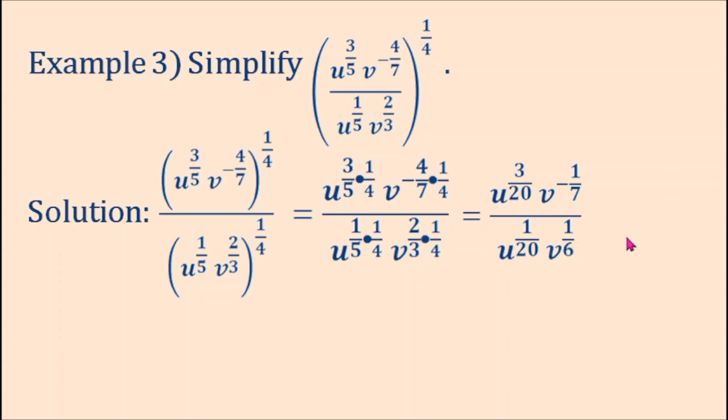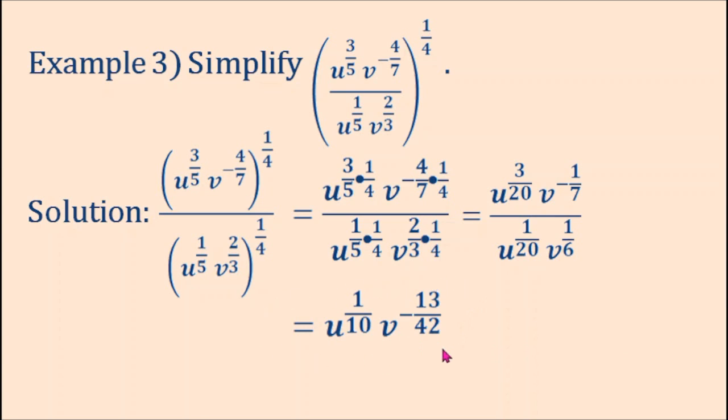Now, to divide powers having the same base, we subtract the exponents. So that means we are going to subtract 1 over 20 from 3 over 20. So that becomes 1 over 10. So this is now the exponent of u. And also, we are going to subtract 1 over 6 from negative 1 over 7. And that's negative 13 over 42. So this is now the exponent of v.